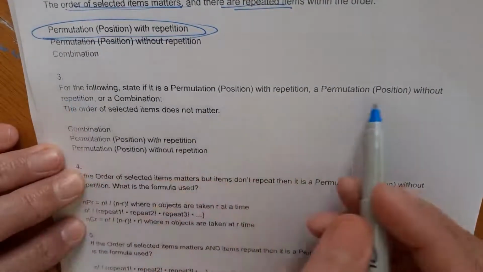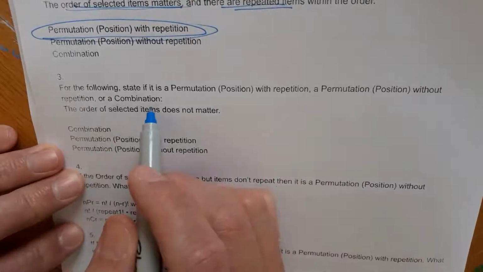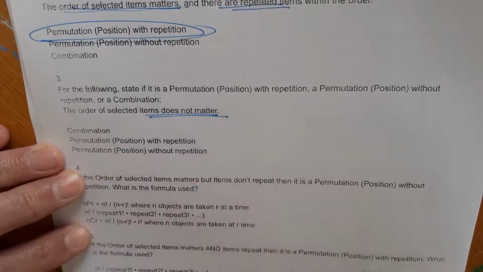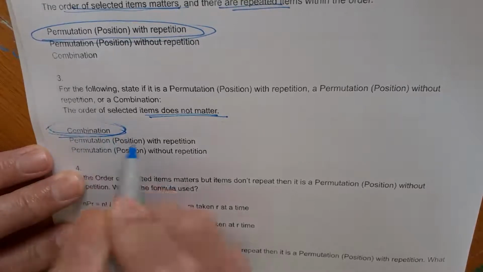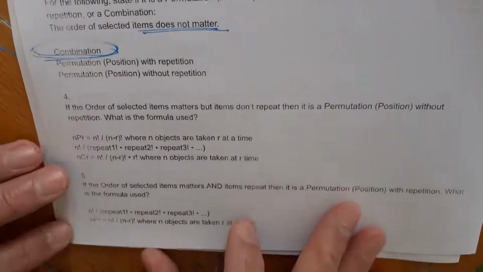Number 3, for the following, state whether it's a permutation with repetition, a permutation without repetition, or a combination. The order of selected items does not matter. Ding! That's a combination right off the bat. That's all we need to know. If the order does not matter, we don't care what comes in first, second, and third. We just want to know what we got when we're done.